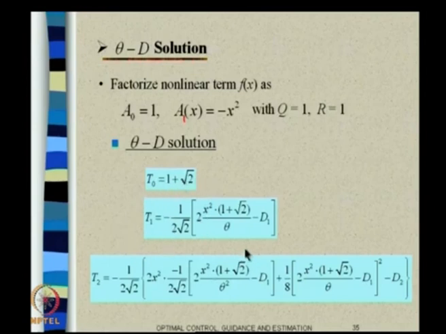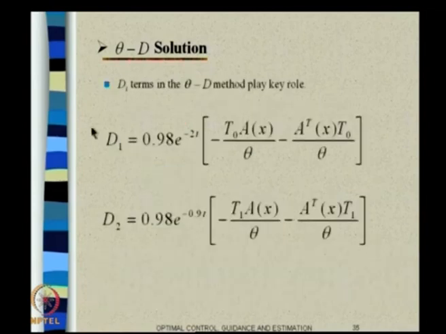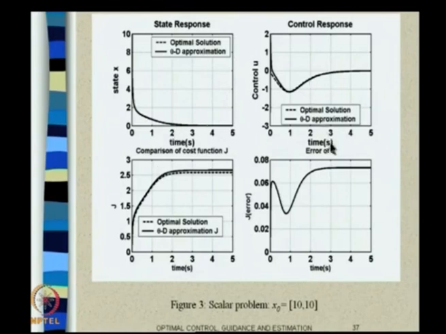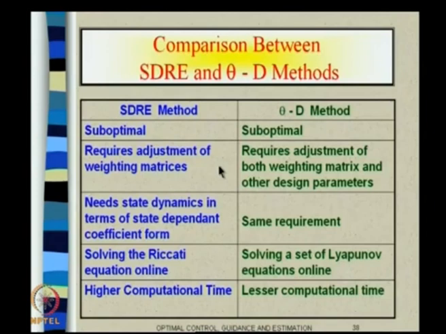So, the theta d solution turns out to be something like this, T naught turns out to be like this, T1 turns out to be like that, T2 turns out to be like that, and D1, D2 we can compute something like this, and then finally you can see that the results are very close to each other, okay. That means the optimal control solution in closed form and the theta d solution is not very bad in that sense.